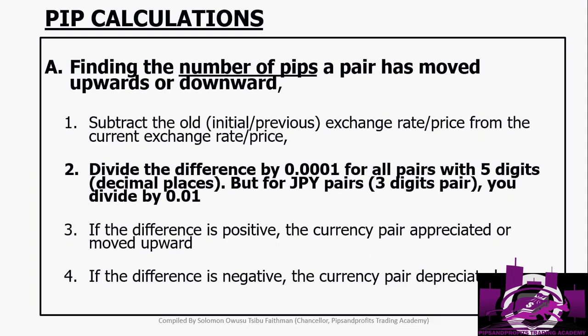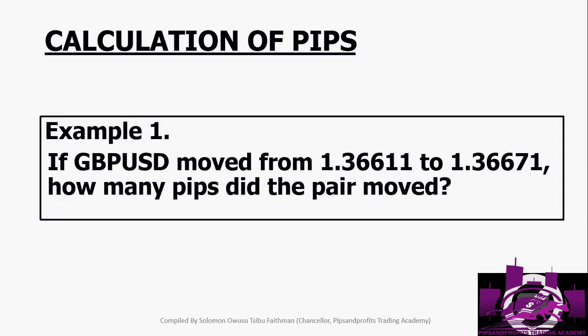I'm grateful. Okay, so to find the number of pips a pair has moved upwards or downwards, you subtract the old exchange rate price from the current exchange rate, and then you divide the difference by 0.0001 for all pairs with 5 digits. But for JPY pairs, that is 3-digit pairs, you divide by 0.01. If the difference is positive, the currency pair appreciated or moved upward. If the difference is negative, the currency pair depreciated.